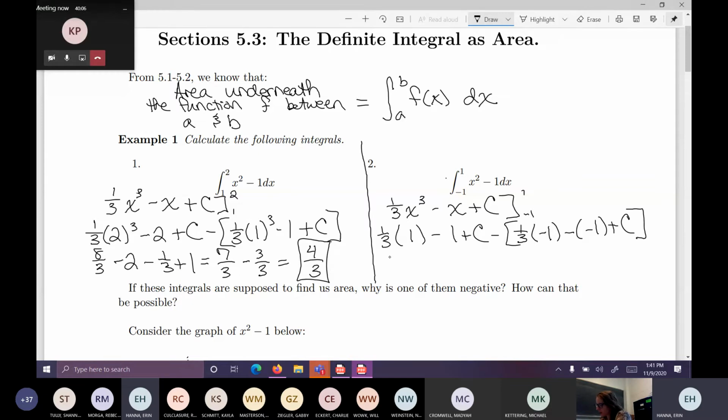C's will cancel each other out. We'll get 1/3 minus 1 plus 1/3. So that'll be plus 1, so then minus 1 again. So this will essentially be 2/3 minus 2, and if we treat 2 as over 3, that'll be 6/3. So this will reduce to -4/3.